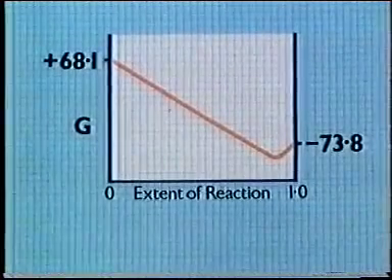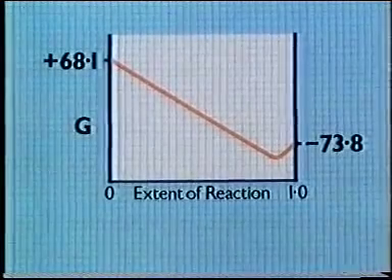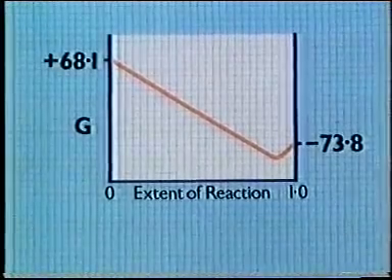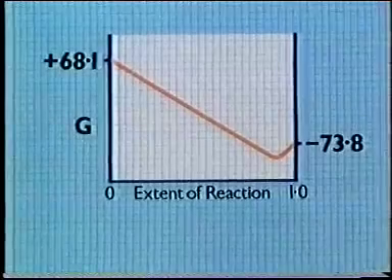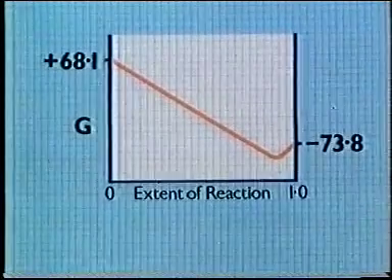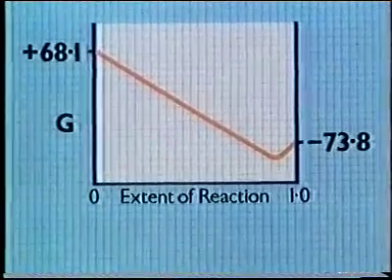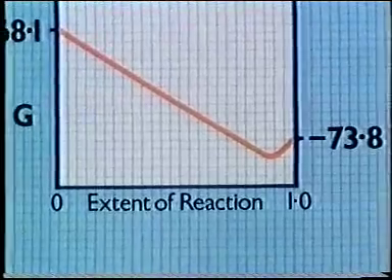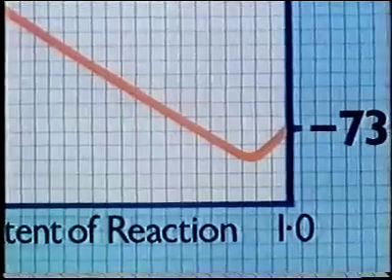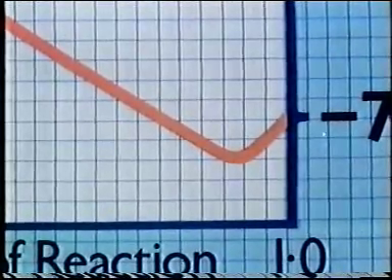A curve with a minimum value of G close to, but not at, the position of pure products. In fact, we've exaggerated the curve here. The position of the minimum for this particular reaction occurs when the extent of reaction is 0.999. So, if we start with pure reactants, the reaction will take place until the G value has reached its lowest possible value at this point here.